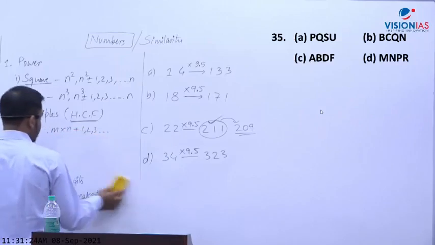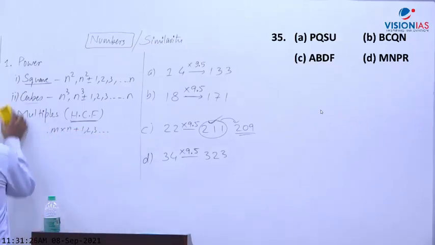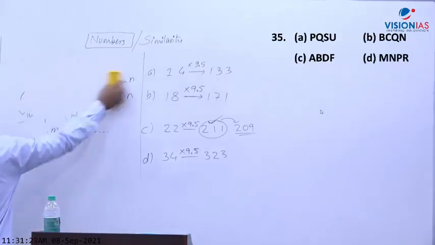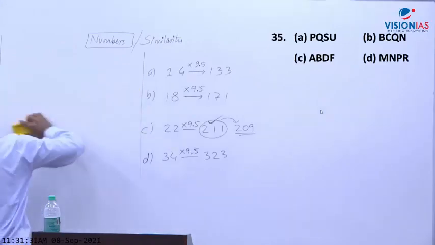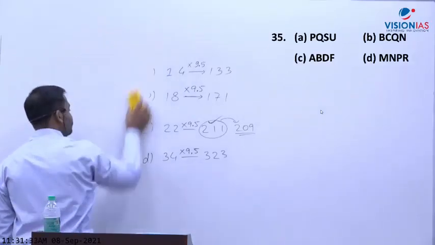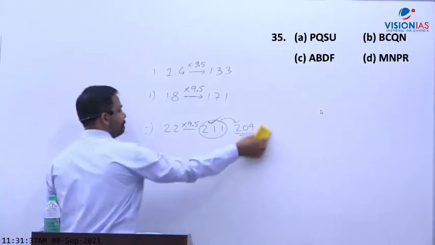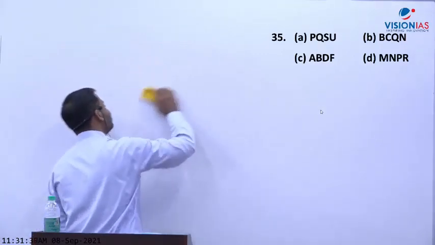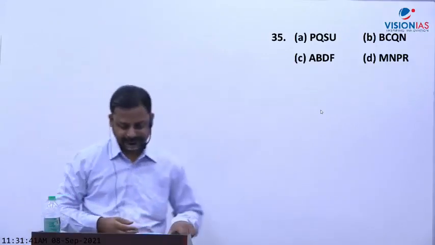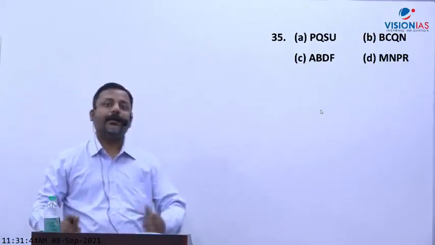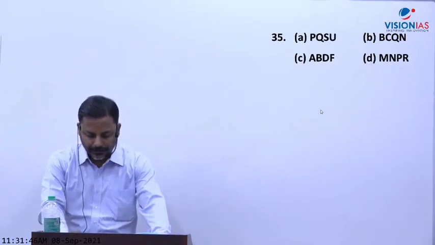Now come to the next section, that is of alphabets. So in case of alphabets, what sort of logic we can apply?